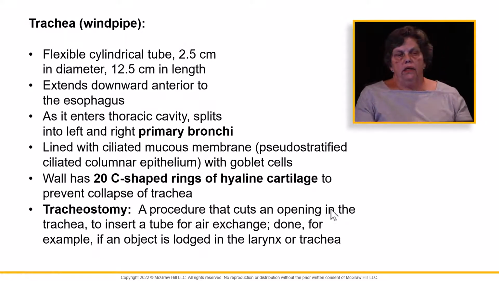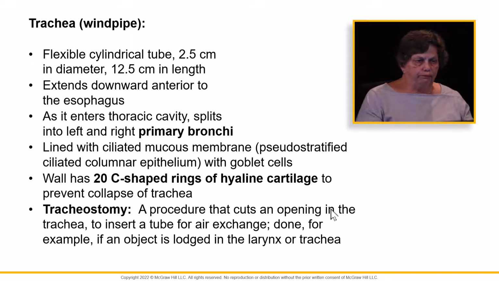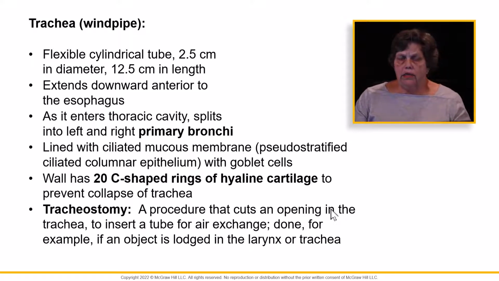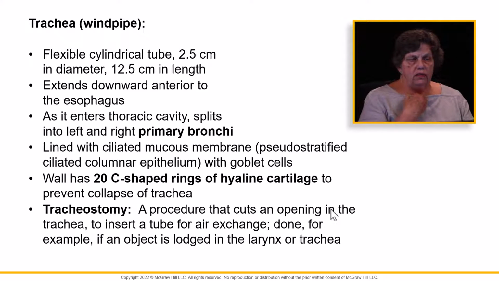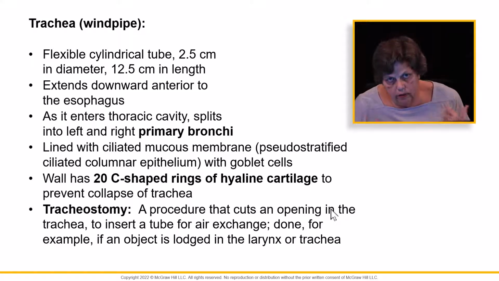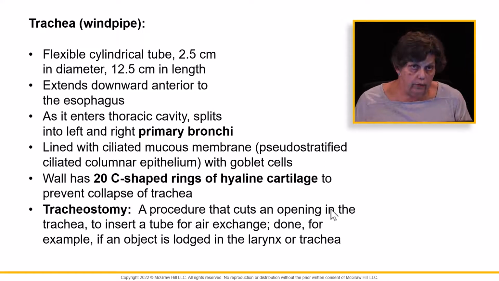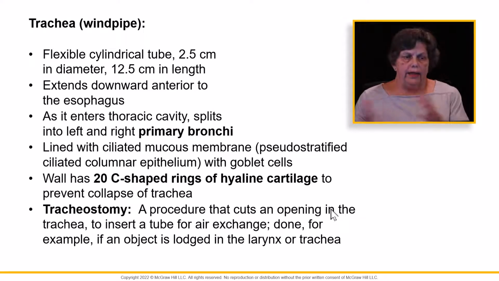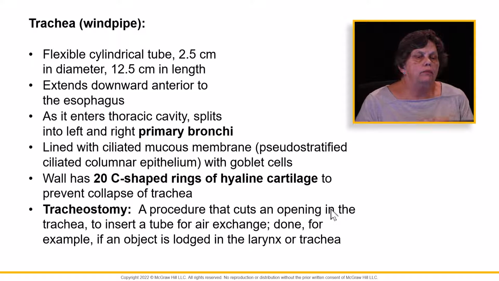All right, so let's get into the trachea, or the windpipe. It is in front of, again, the esophagus. It enters into the thoracic cavity and splits into what we call the primary bronchi. And then the primary go into secondary bronchi, and the secondary bronchi go into tertiary bronchi. This trachea is lined with C-rings of hyaline cartilage, and what this does is, again, prevent the collapse of the trachea as you suck in air.